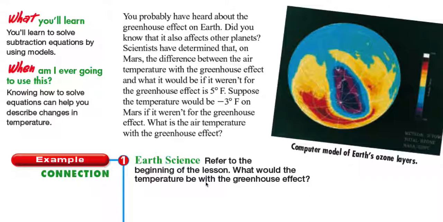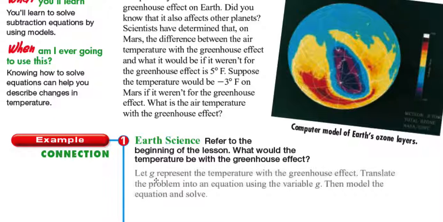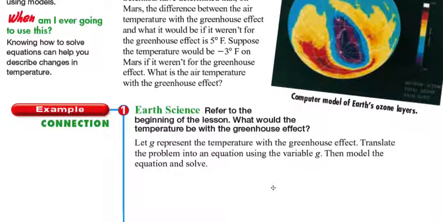Okay, so we will solve this problem in example 1. Let's refer to the beginning of the lesson. What would be the temperature with the greenhouse effect? Again, a word problem. We need to define a variable and we need to use a let statement. So we let G represent the temperature with the greenhouse effect, G representing greenhouse. Translate the problem into an equation using the variable G, then model the equation and then solve.